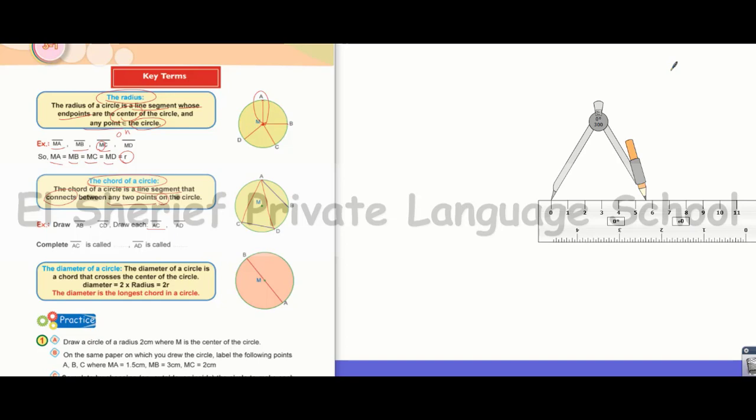AC, called what? We have A, a point on the circle, and C, a point on the circle. So line segment AC connects between 2 points on the circle. So this is called what? This is called a chord, a chord of a circle. And AD joins between 2 points on the circle, so this is also a chord.